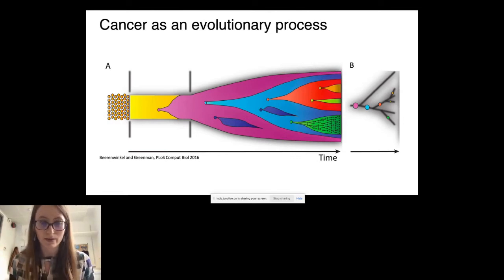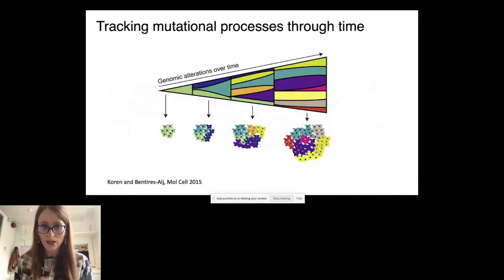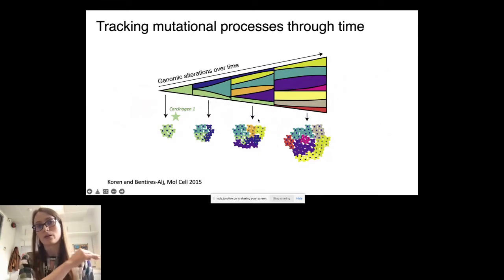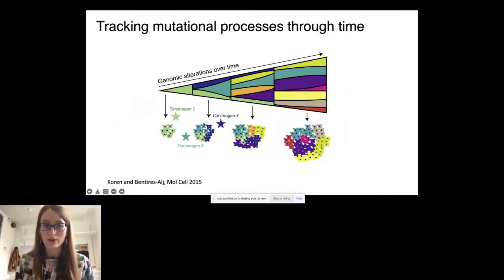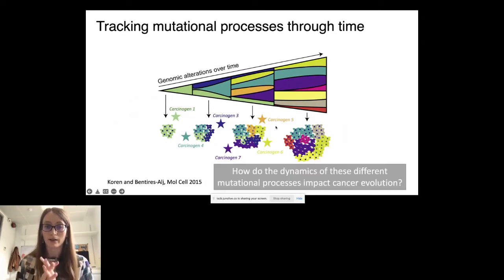But how do we link this to mutational processes? Because it's a dynamic process, it may be that certain carcinogens, yes, they act all the time, like aging. But other carcinogens might only be acting at certain time points during tumor development. So you will have some that are acting earlier on, some that are acting later on. So how do these dynamics impact cancer evolution?